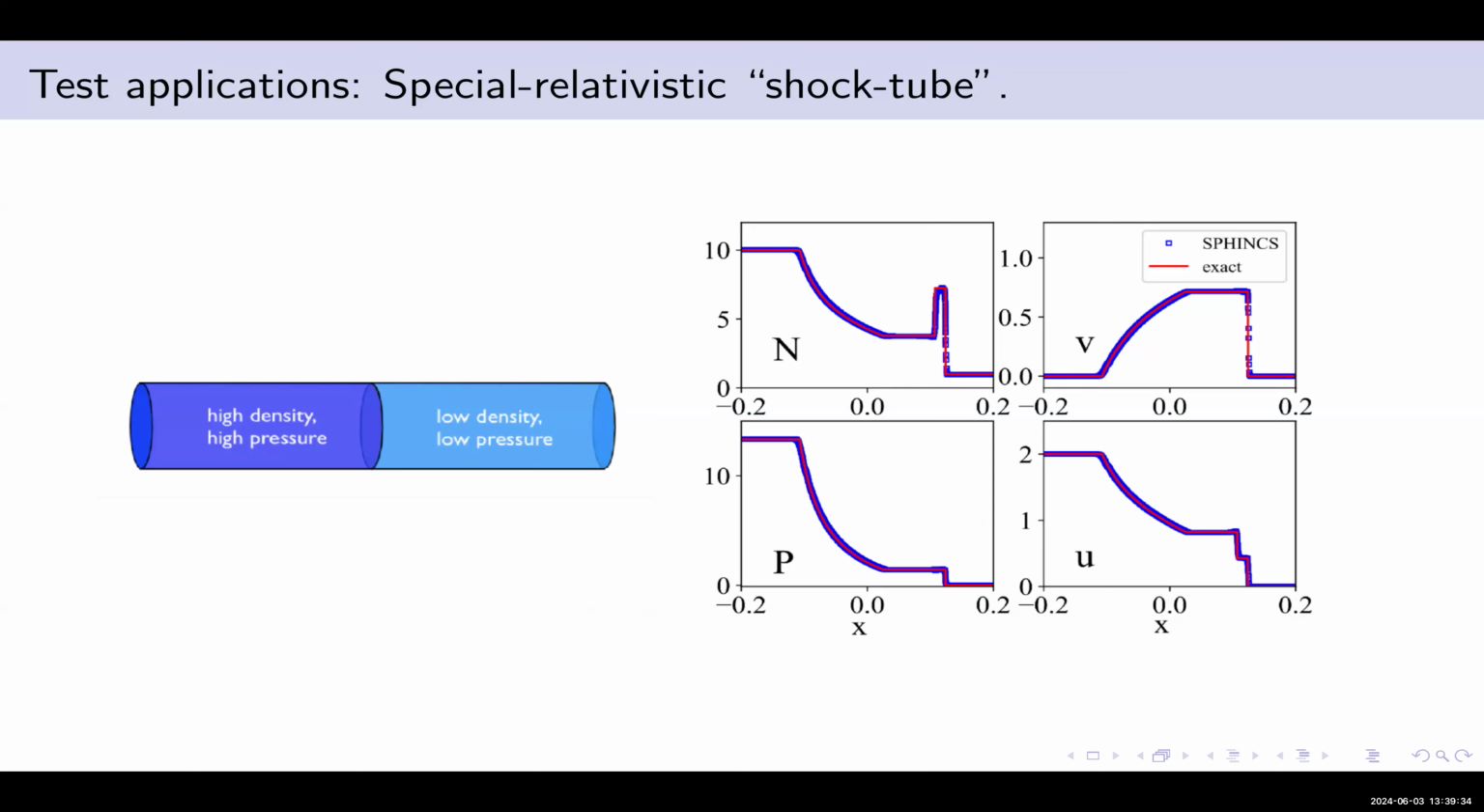So just to show you a test application, a specific shock tube, you have high density, high pressure matter on one side, and low density, low pressure on the other side. This doesn't actually have any GR, but it's done with the full GR code with just the metric set to Minkowski. And you can see that the code is able to track the exact solution quite well. But it was just something that we needed to do in order to show that we can actually do shocks.